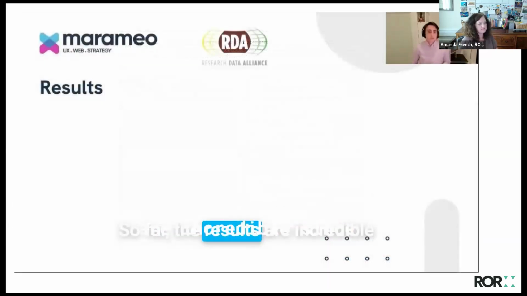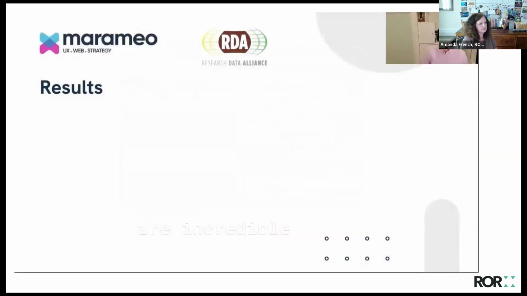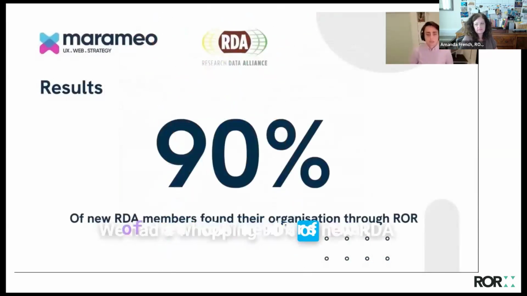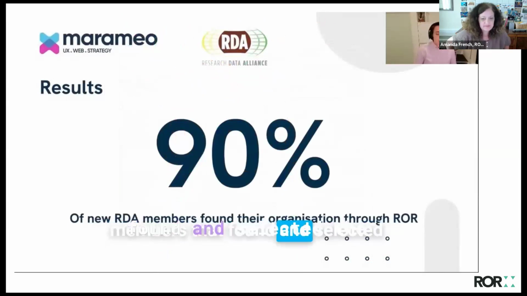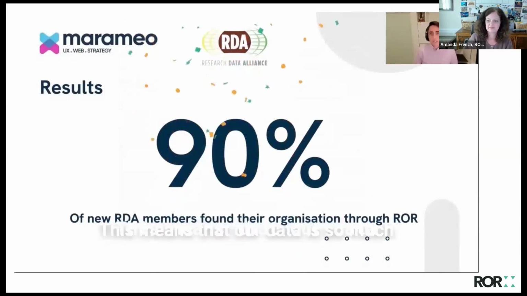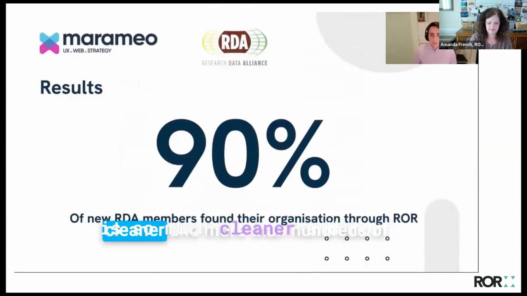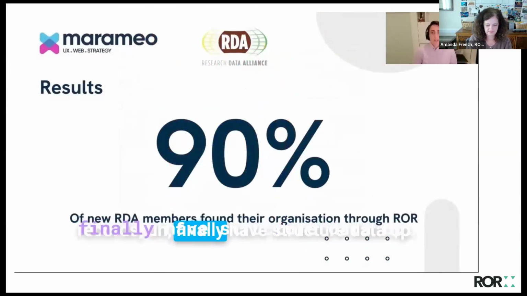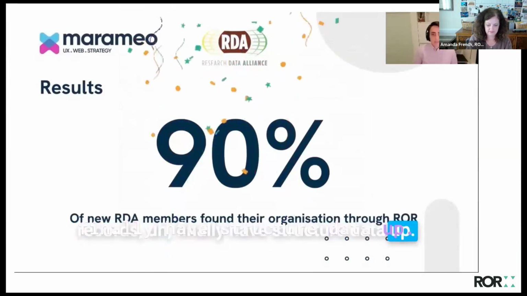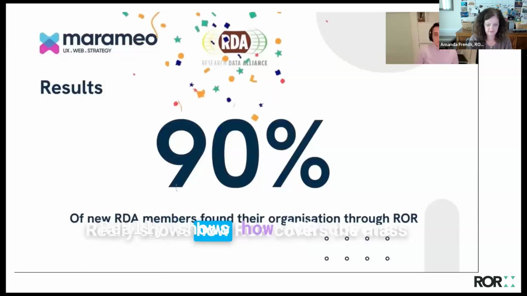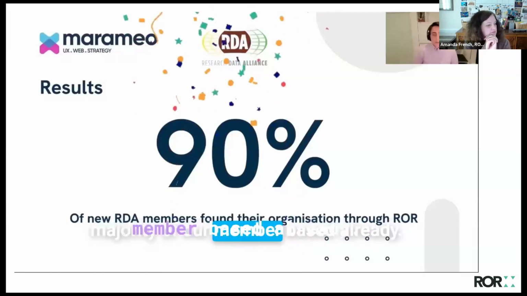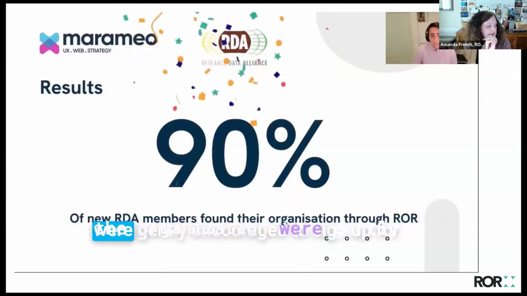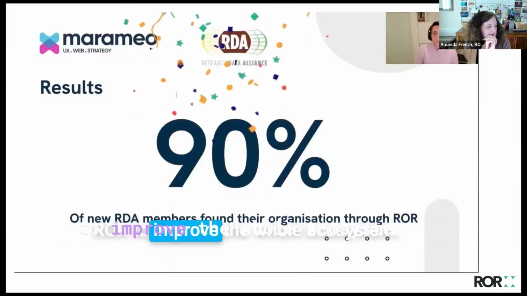So far, the results are incredible. Since we've launched it, a whopping 90% of new RDA members found and selected their organization through ROR. This means that our data is so much cleaner, and more than hundreds of records finally have structured data. It really shows how ROR covers the vast majority of our member base already. And the few that couldn't find their organization were gently encouraged to sign up for ROR to improve the whole ecosystem.